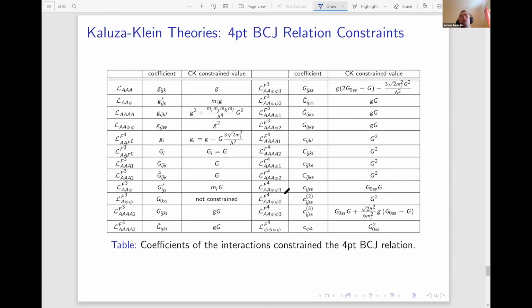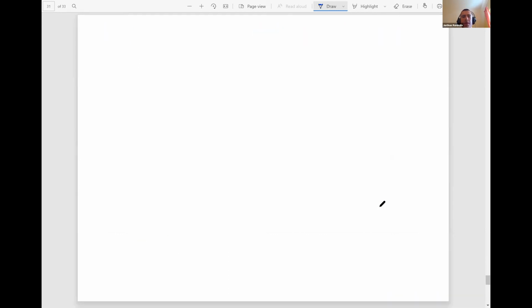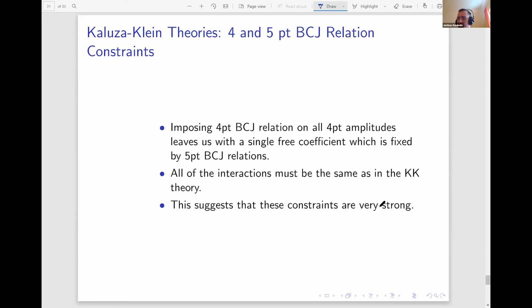However, when we combine all the 4-point scattering processes, we find that the BCJ relations eliminate almost all of the freedom. So almost all of the coefficients of all of these operators contributing to 4-point amplitudes are already fixed, except for one, this G0SS. But if we also impose the 5-point BCJ relations, we find that this free coefficient at 4-point is fixed, as well as all the free coefficients of the operators contributing to 5-point. So at 3 and 4-point scattering amplitudes, we cannot have any freedom.